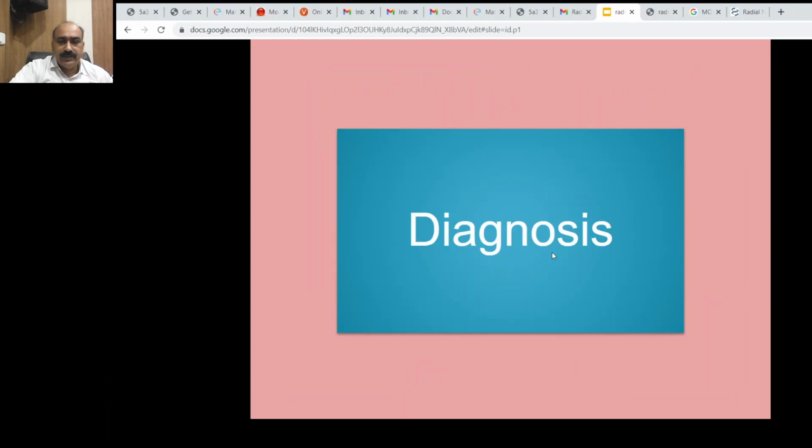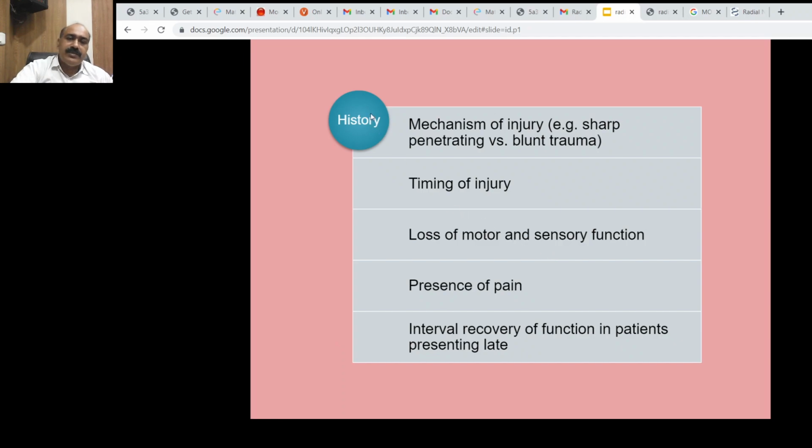Diagnosis of the injury, starting with history: mechanism of injury, whether it is sharp penetrating or blunt, site of injury, timing of injury with loss of motor and sensory function, presence or absence of pain, and its recovery when the presentation is late.